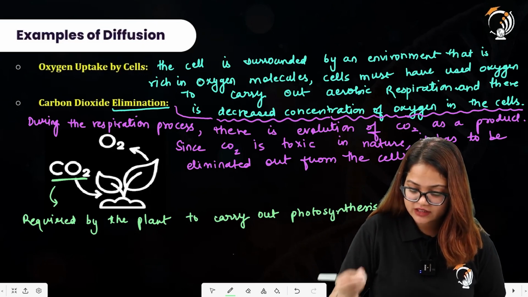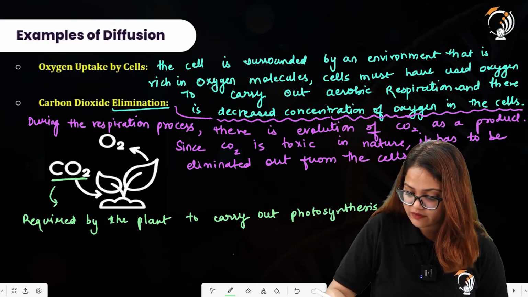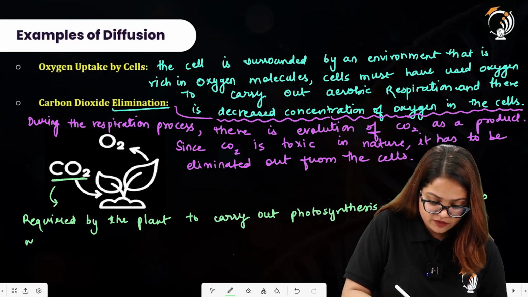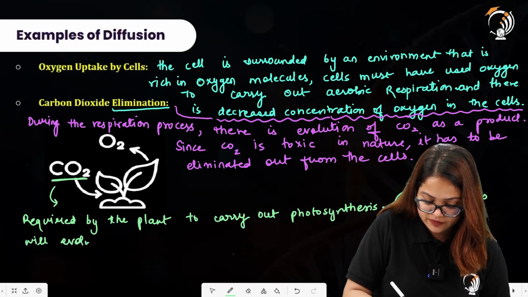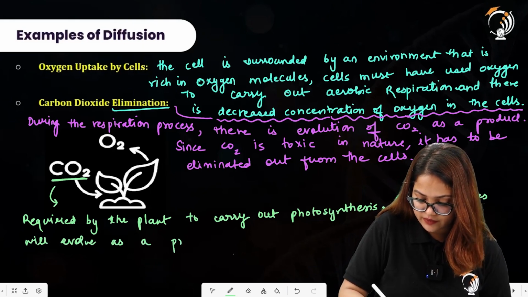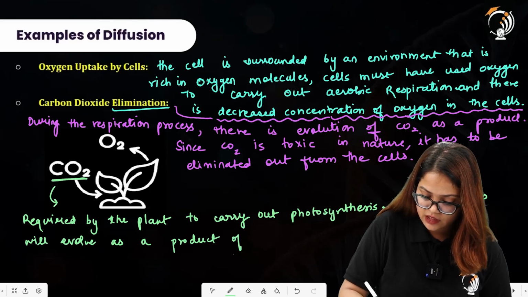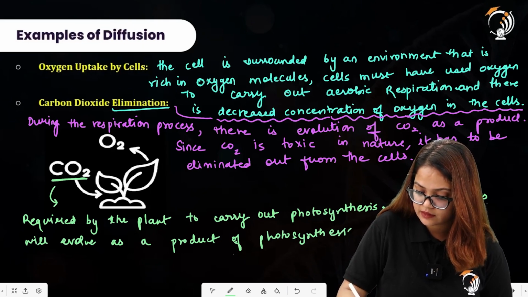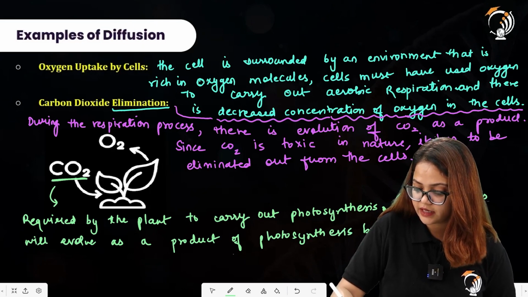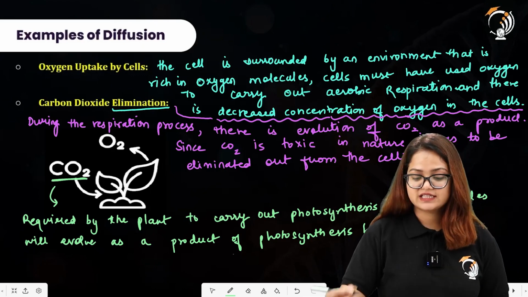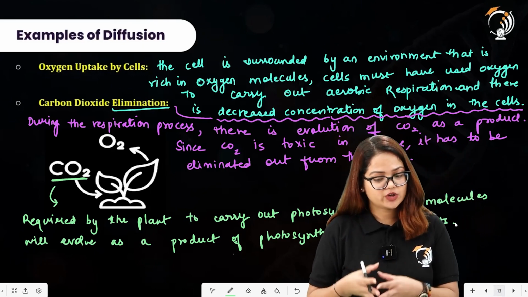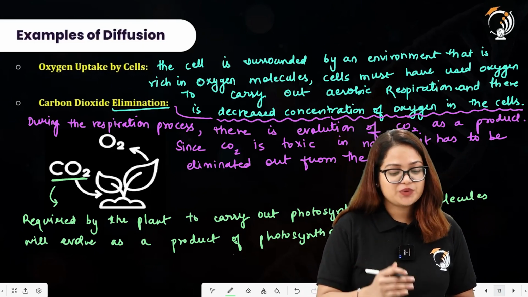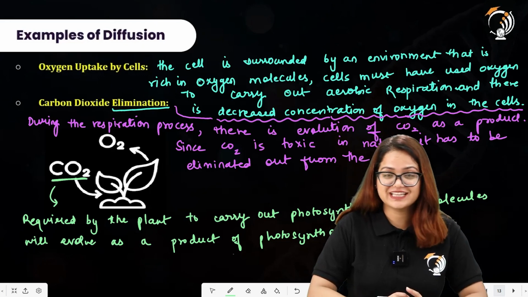And there is also evolution of oxygen molecules. So oxygen molecules will evolve as a product of photosynthesis by the plants. Now both of these gases, carbon dioxide and oxygen, diffuse across the leaf through the process of diffusion. I hope this is clear to you all.